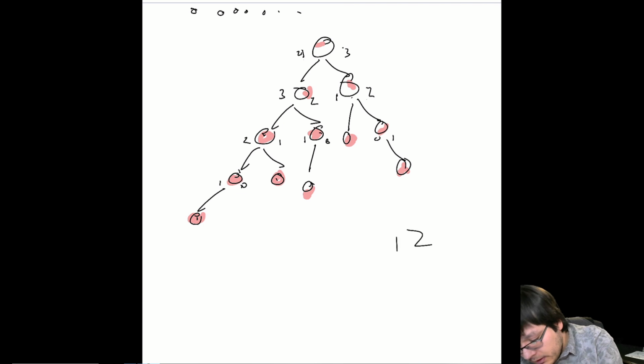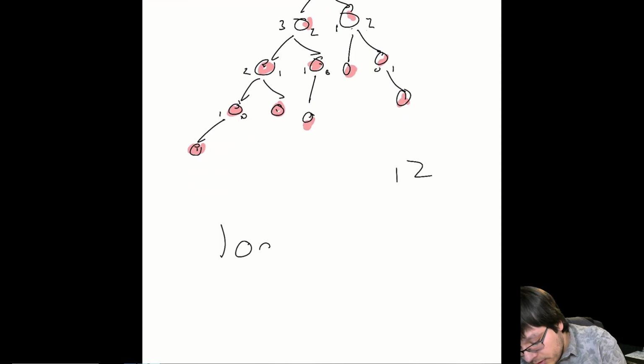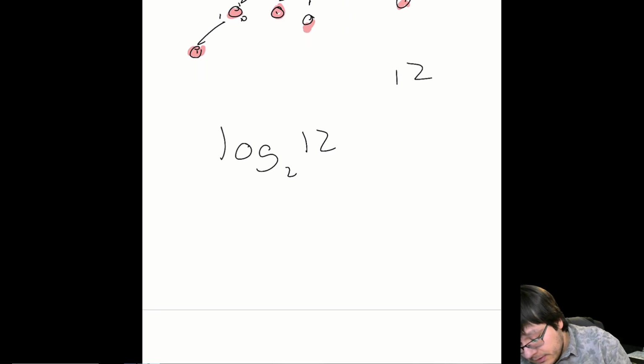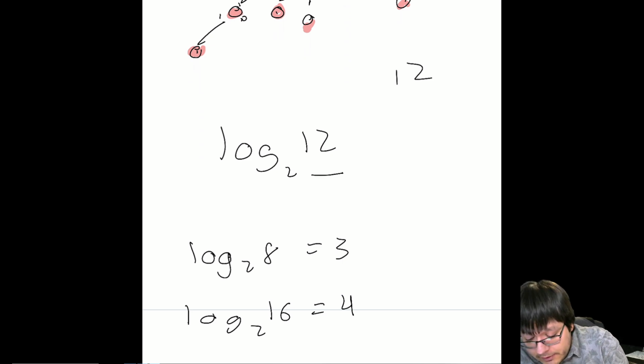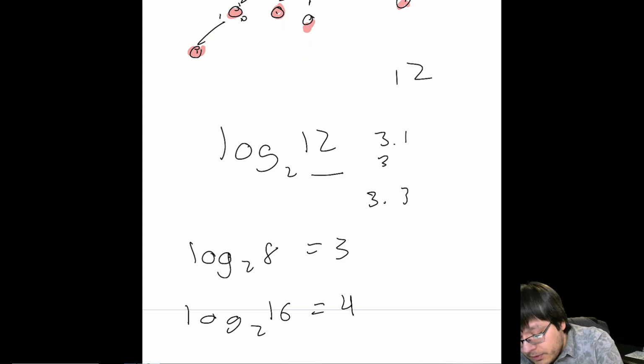Okay. So anyways, here we got 1, 2, 3, 4, 5, 6, 7, 8, 9, 10, 11, 12 nodes, right? What is the log to 12? Well, you could technically use a calculator to test, but you shouldn't have to, because we know that this is equal to 3, and we know that this is equal to 4. And we know that this number is between 8 and 16. So this is gonna be something like 3.3. It could be anywhere from 3.1 to 3.9, something like that. But because we take the ceiling function of that, it becomes a 4.